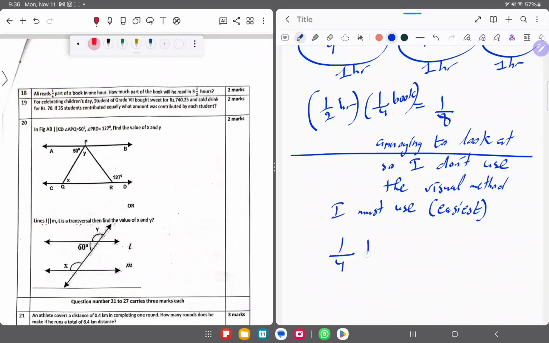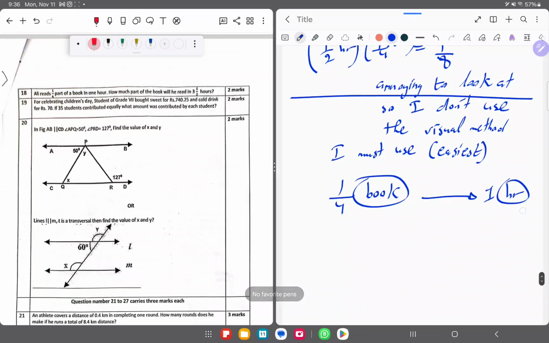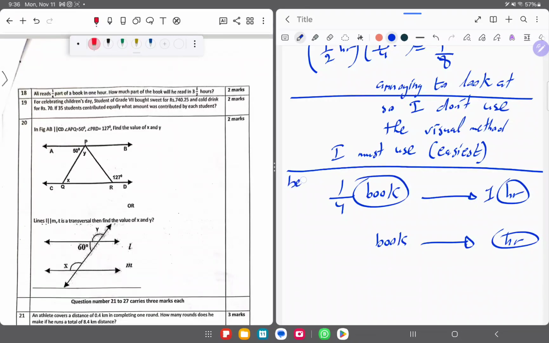1 over 4 of the book is 1 hour. Unit. Now the unit here needs to stay the same, hour. There's a number here, and the unit here needs to stay the same, book. Now, this is the format, this is the best method to use.